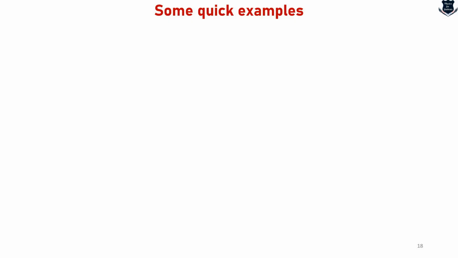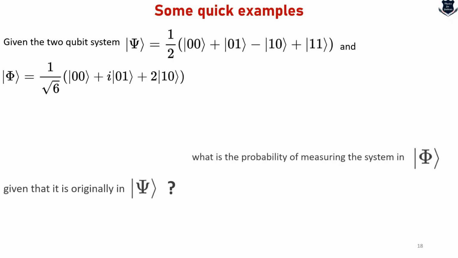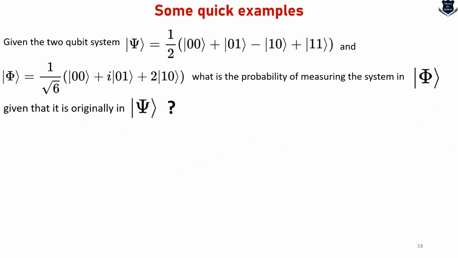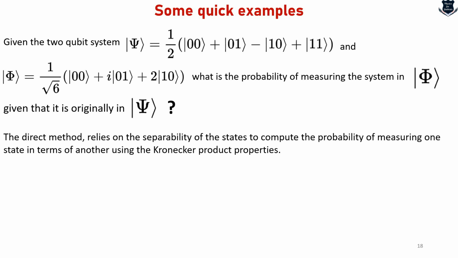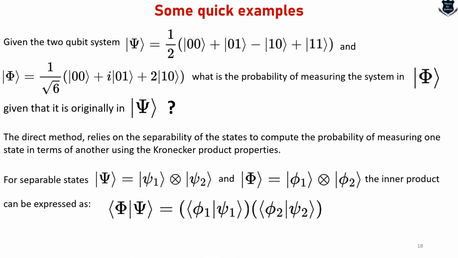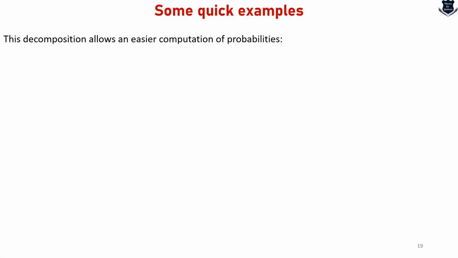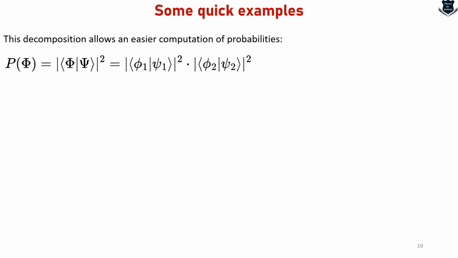Now, let us take another example, the 2-qubit system of this, and the probability of measuring the system in phi given the original state psi. If we go for the direct product, remember that we have to do a calculation using the Kronecker product properties. For the separable states, we use this, and the inner product can be expressed as this. Once we decompose it, it allows an easier computation of probabilities, which gives the value of this.